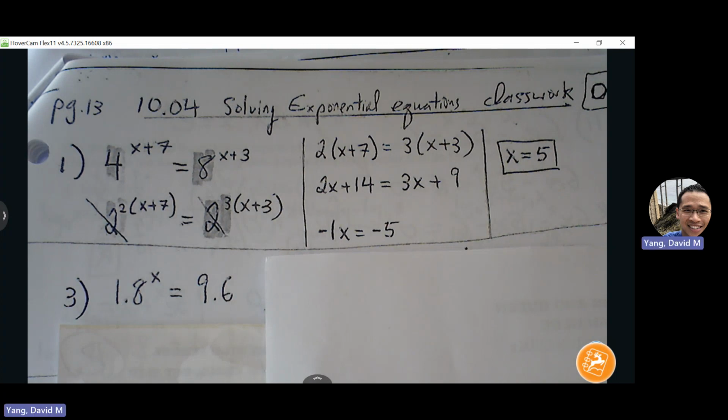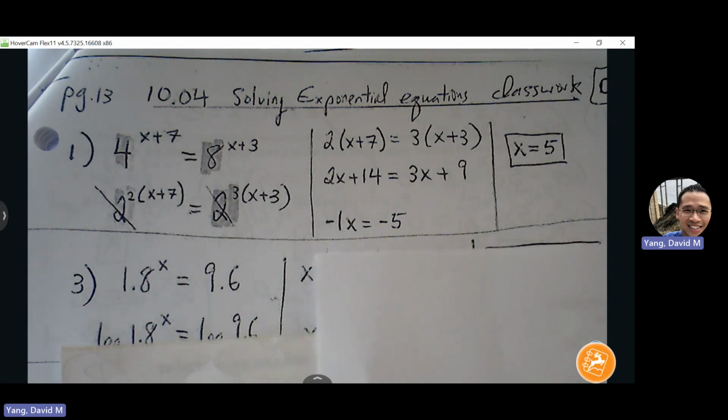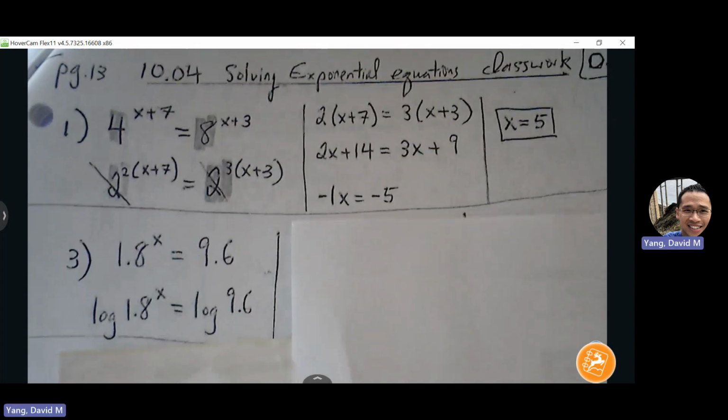Okay, number 3, 1.8 to the x equals 9.6. I can't do anything algebraically to clean it any further than that. I want to solve for x, but x is stuck in that exponent spot. What can we do to both sides to allow that x to come down? Take the log of both sides, yeah. I would say log 10 or natural log, either is fine. Let's say log base 10.